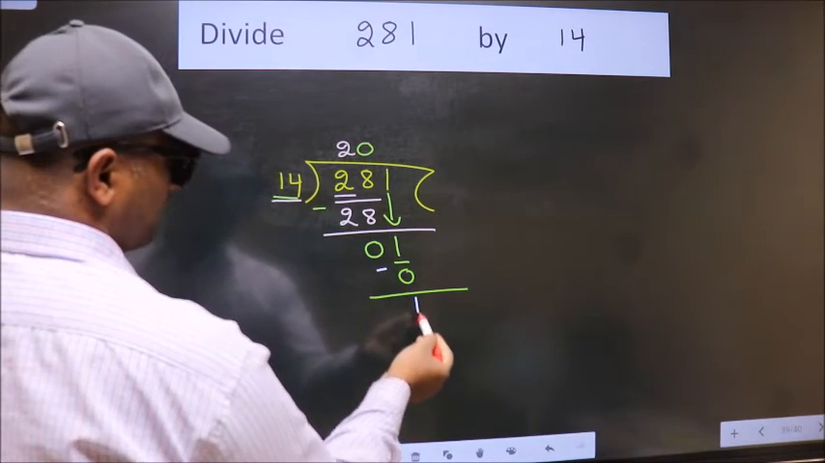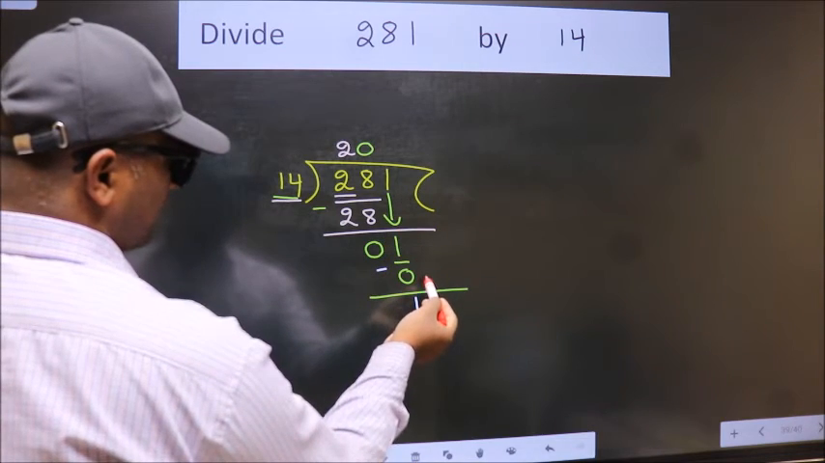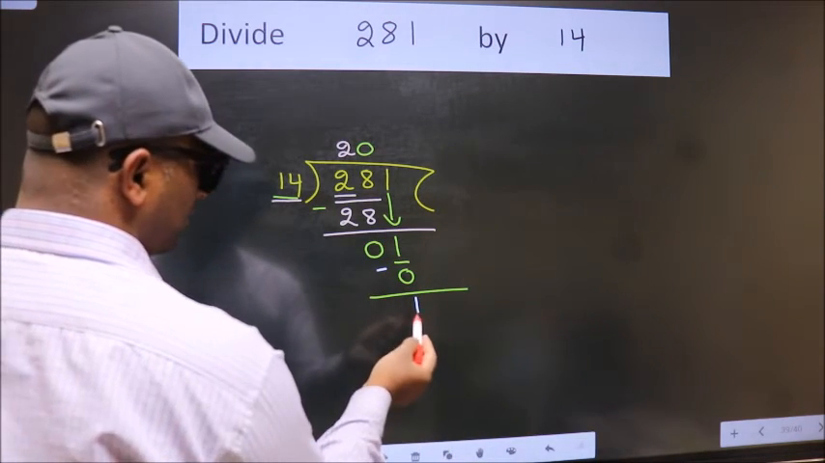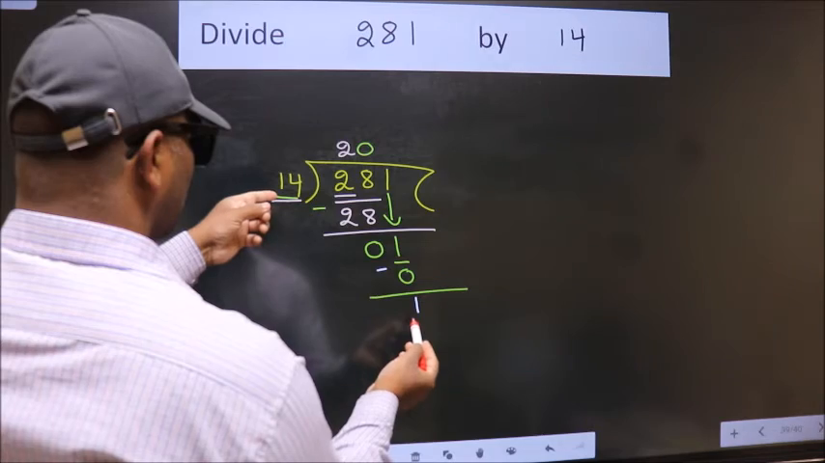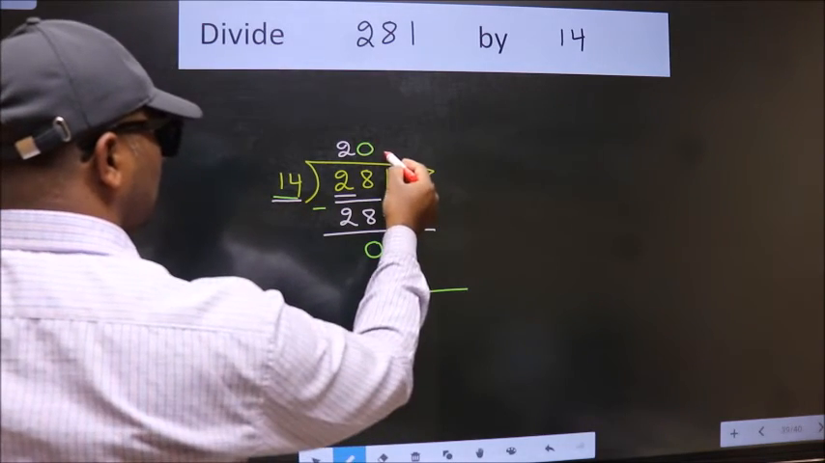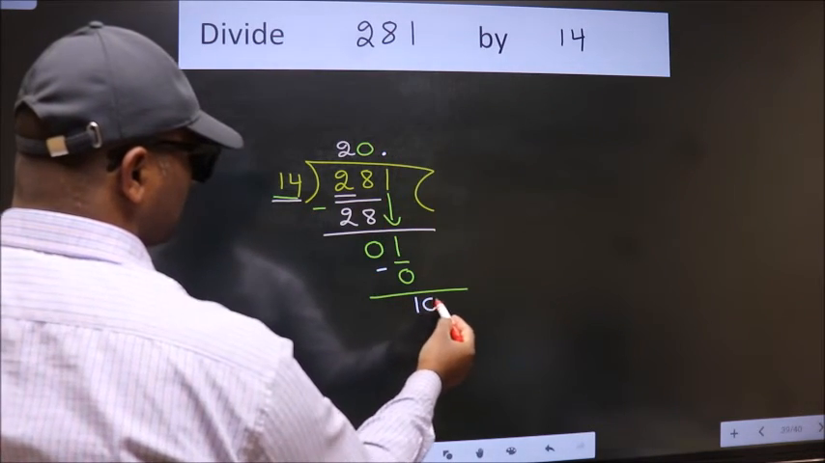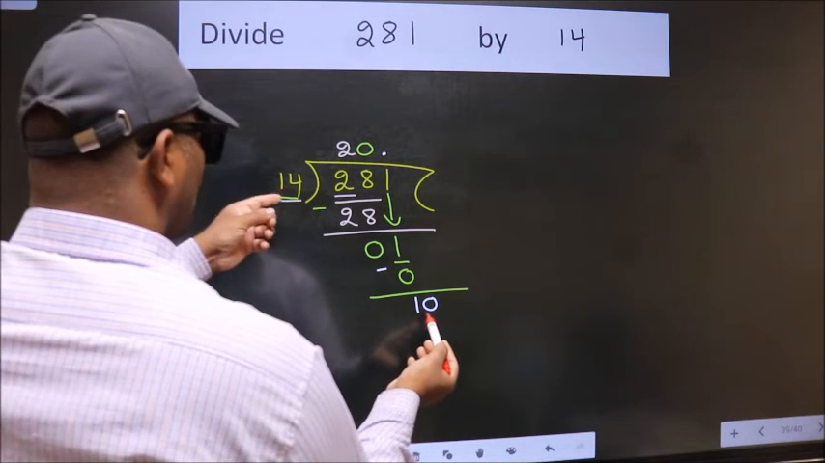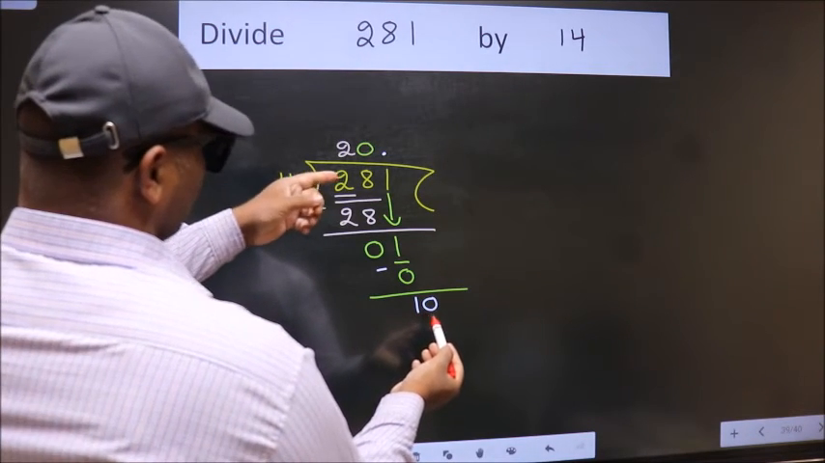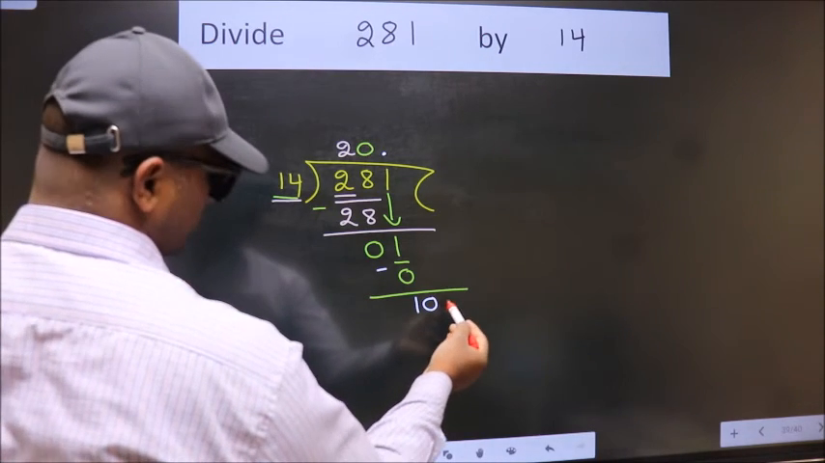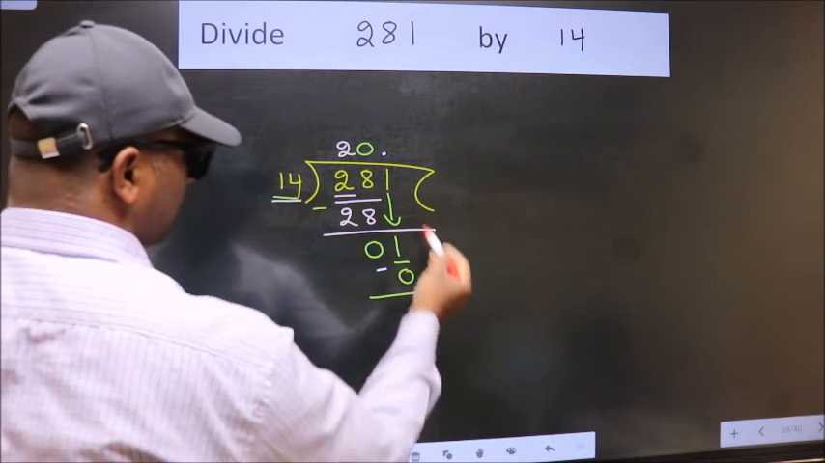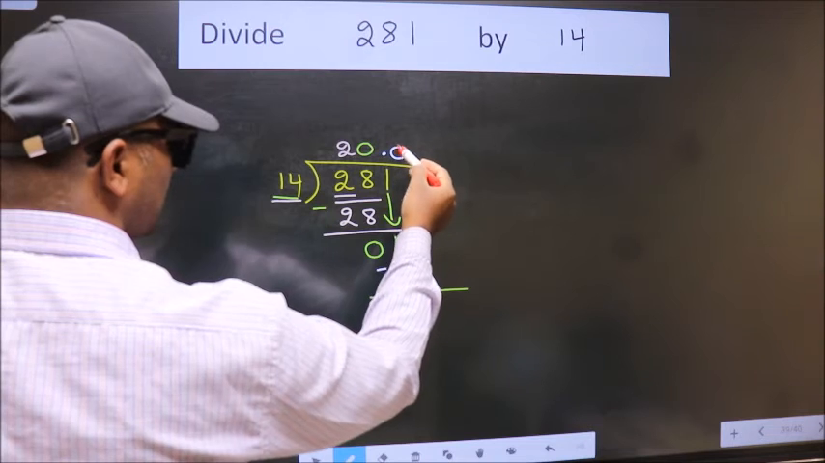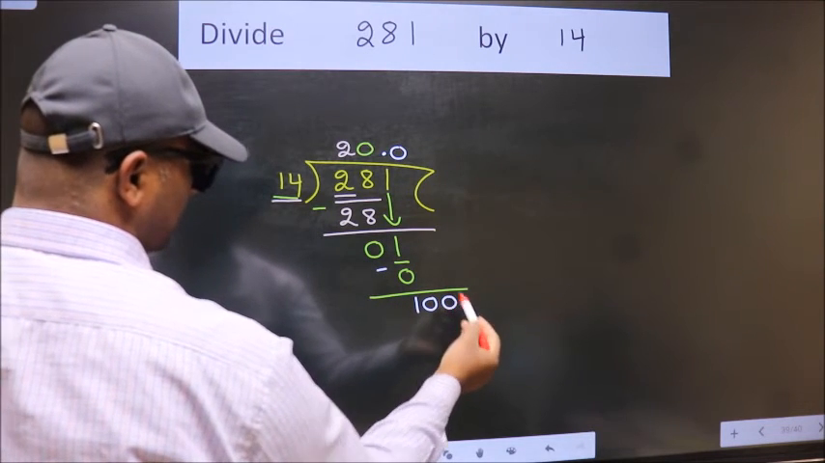Over here, we did not bring any number down, and 1 is smaller than 14. So now we can put a dot and take 0. So 10. 10 is still smaller than 14. We have the decimal, so to get another 0 here, we should put 0 here. Then we can put 0 here.